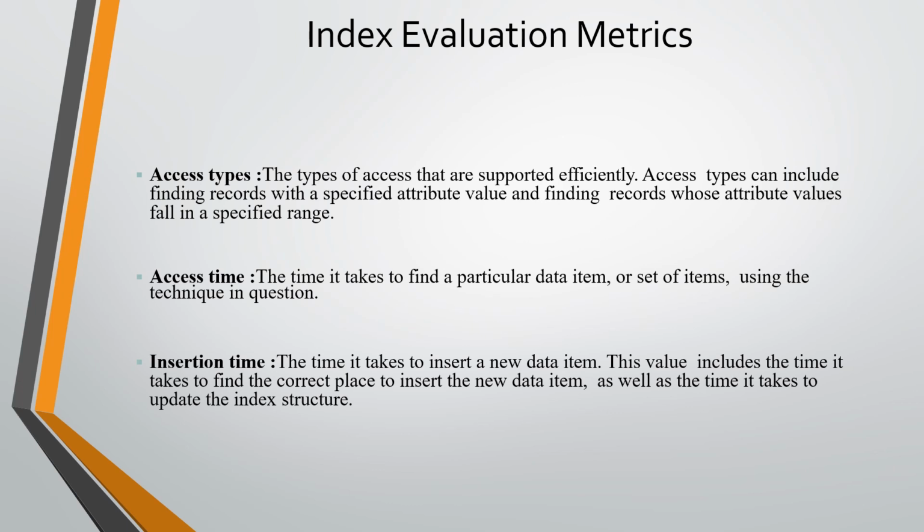Here are some index evaluation metrics. They are access types, access time, insertion time, deletion time, and space overhead. The first one is access types: the types of access that are supported efficiently. Access types can include finding records with a specified attribute value and finding records whose attribute values fall in a specified range. And access time is the time it takes to find a particular data item or set of items using the technique in question.